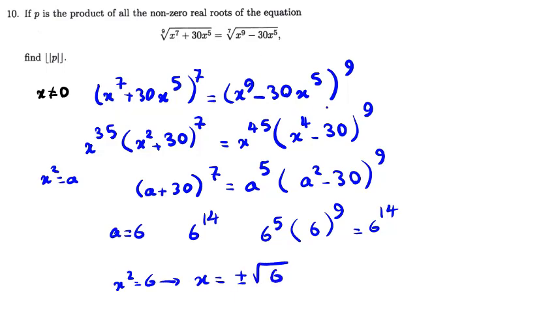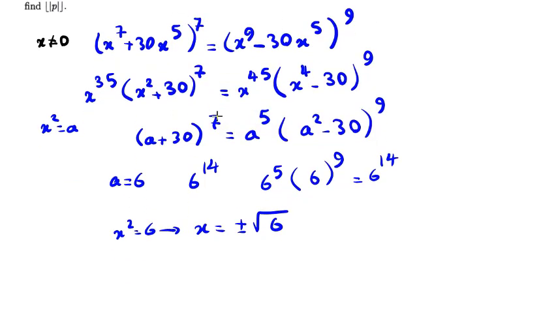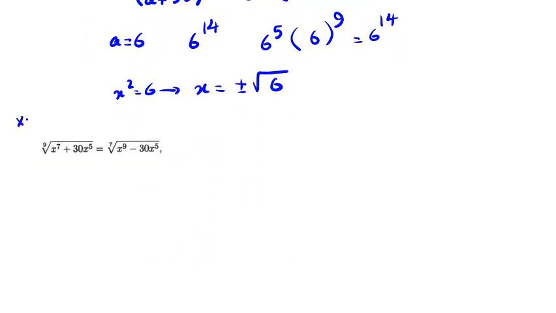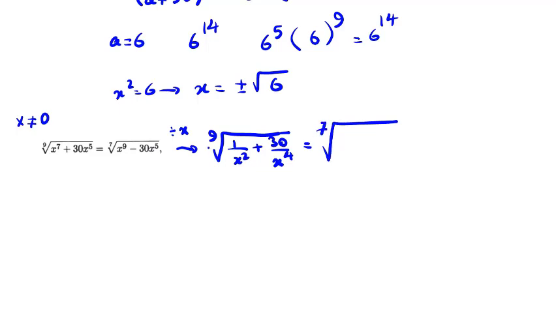Now, maybe we have also another root. We should check. So if I copy this part and paste it here, because x is not 0, I divide both sides by x. When x goes inside this 9th root, it will be x to the power of 9. So it will be 1 over x squared plus 30 times x^4, and here is equal to 7. X to the power of 9 over x to the power of 7 is x squared minus 30 over x squared.